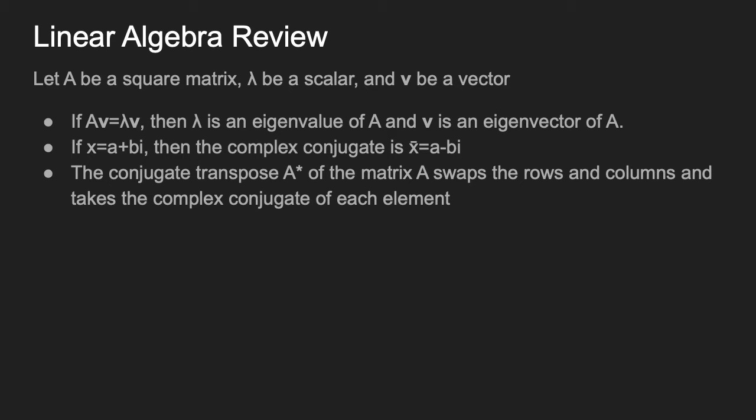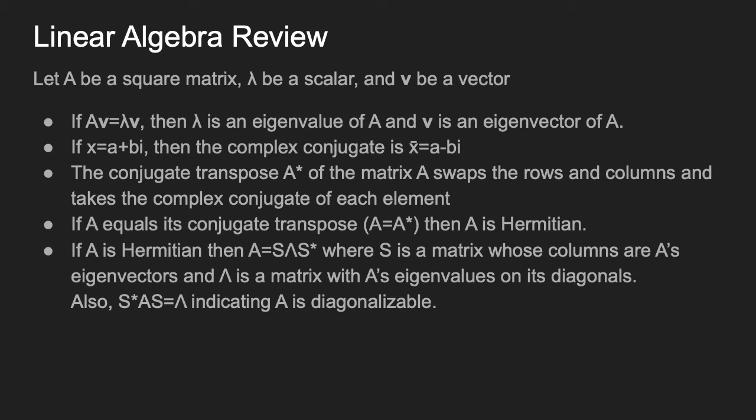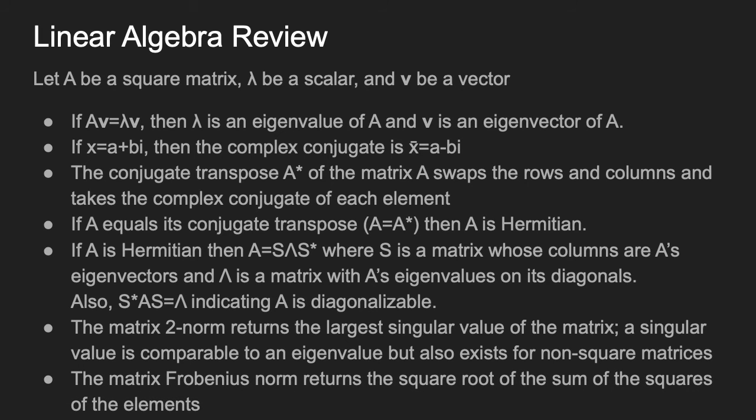If A equals its conjugate transpose, or if A equals A star, then we say that A is Hermitian. If A is Hermitian, then A would be equal to a matrix S times capital lambda times S star, where S is a matrix whose columns are A's eigenvectors, and capital lambda is a matrix with A's eigenvalues on its diagonal. Also, note that S star times A times S would be equal to capital lambda, indicating A is diagonalizable. The matrix 2 norm returns the largest singular value of the matrix. A singular value is comparable to an eigenvalue but also exists for non-square matrices. The matrix Frobenius norm returns the square root of the sum of the squares of the elements.